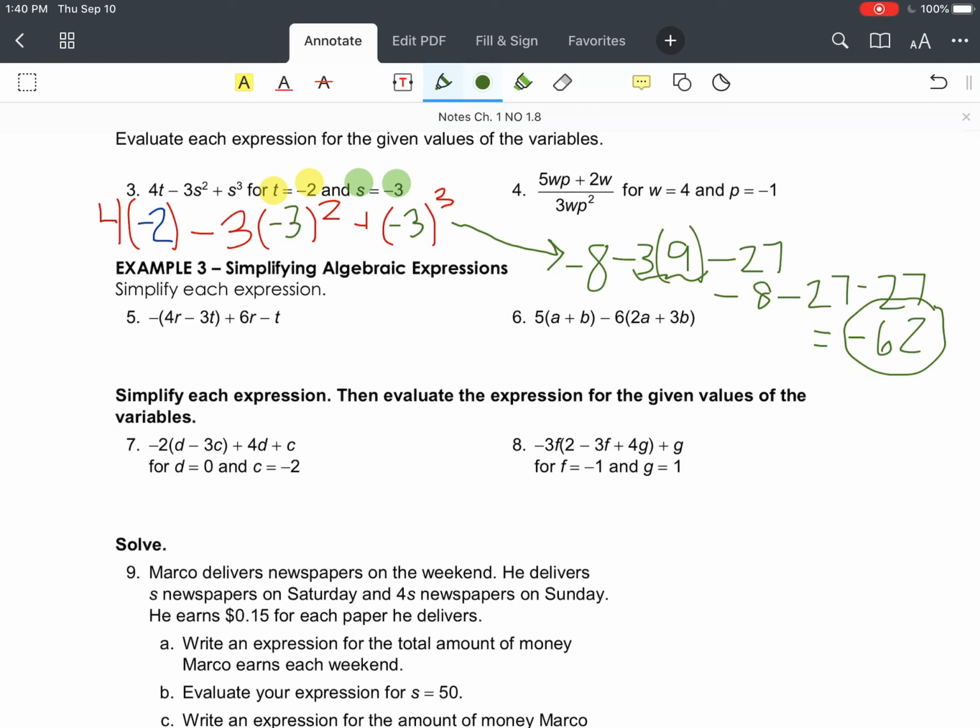Pause the video, try number 4 on your own, substituting 4 in for W and -1 in for P, and check your answer on the key.